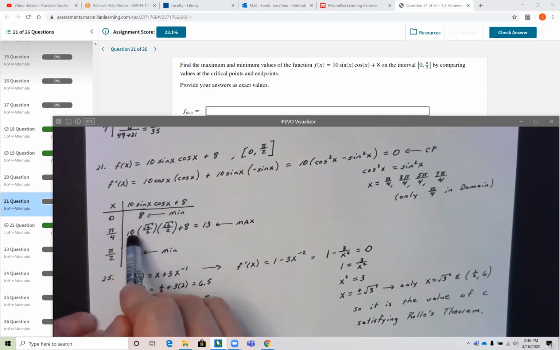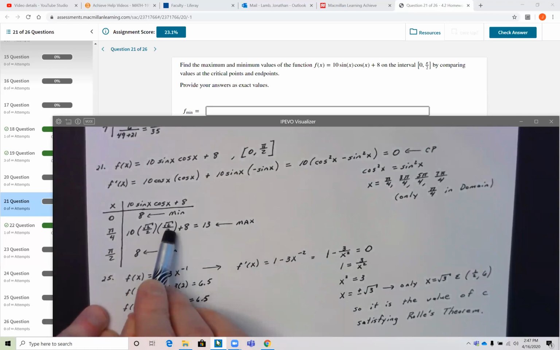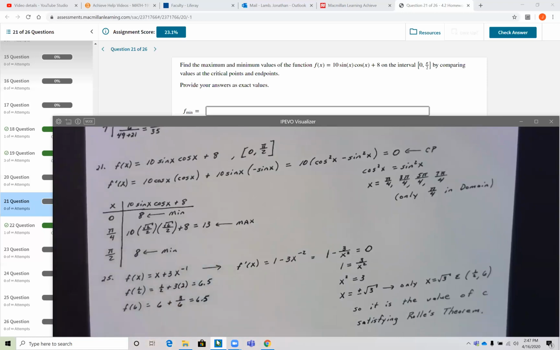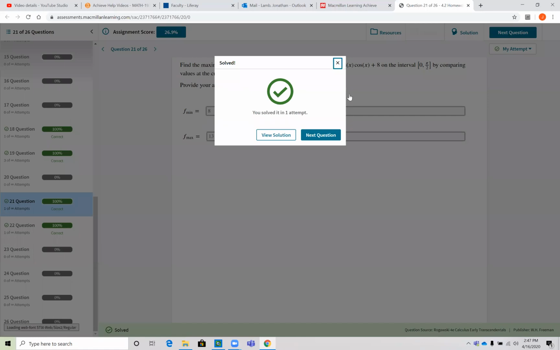In the middle portion, when I evaluate at pi over 4, I'll have 10 times the sine of pi over 4 times the cosine of pi over 4. Both of those, as we just discussed, are the square root of 2 over 2. The square root of 2 over 2 times the square root of 2 over 2 is 2 over 4, same thing as 1/2. So 10 times 1/2 is 5, plus 8, I get a maximum of 13. Now I should be able to go back to my problem on Aleks and say, for the minimum, it better be 8, and the maximum should be 13. I'll check that here, and they say yes.